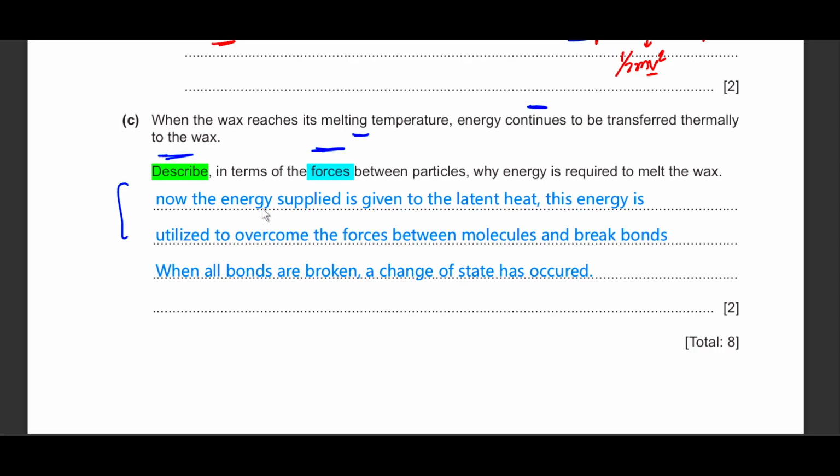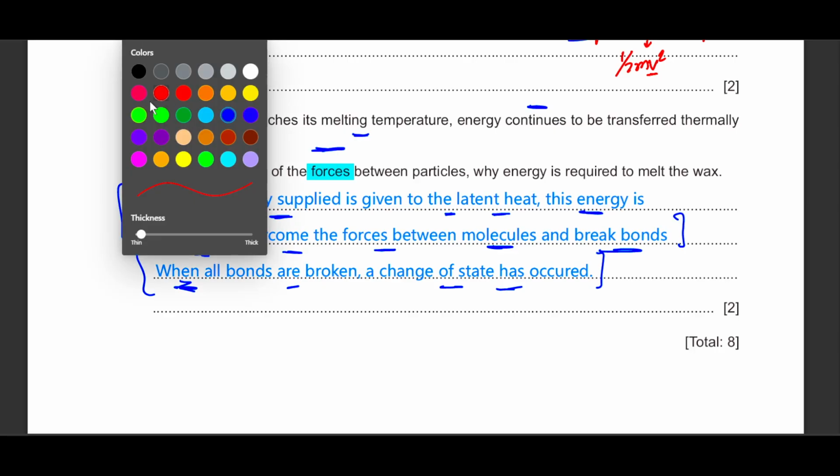So from this point onwards, the energy supplied is given to the latent heat. This energy is utilized to overcome the forces between the molecules and break the bonds, or to set themselves free from that structure. And this is extra information. Your answer is complete at this point. This extra information improves the quality of the answer. When all the bonds are broken, a change of state has taken place.